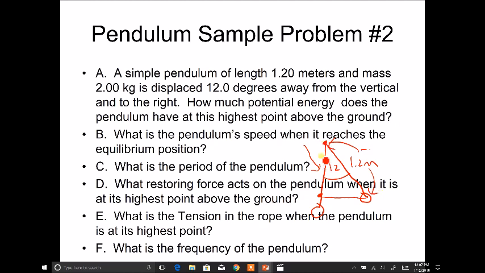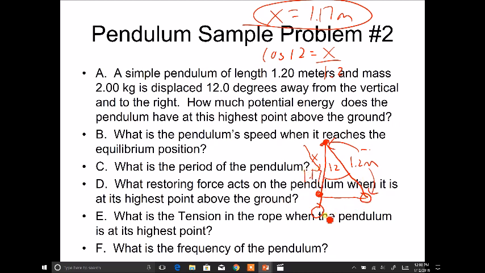So I could use cosine to find my distance. I'll just label this distance as x for right now. So I'm going to say the cosine of 12 equals adjacent x over hypotenuse 1.2. So if I do the math on that, x is going to equal 1.17 meters. So the distance from here to here is 1.17.